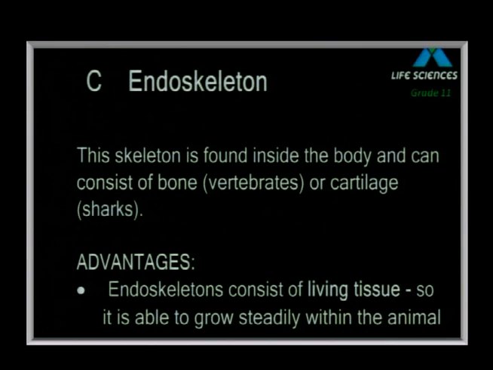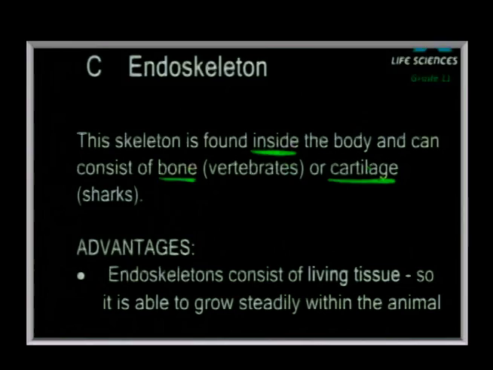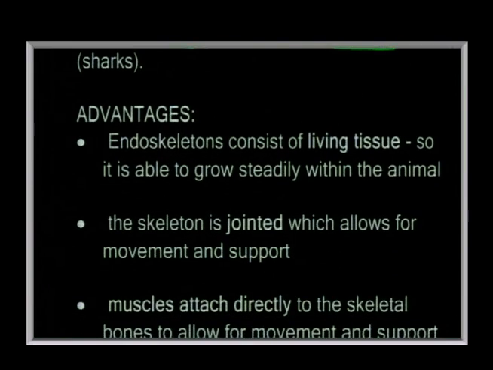This skeleton is found inside the body, not on the outside, it's on the inside, and it consists of bone and it consists of cartilage. Okay, sharks, for example, have an endoskeleton that's only made of cartilage, whereas vertebrates are animals, and we have bone.